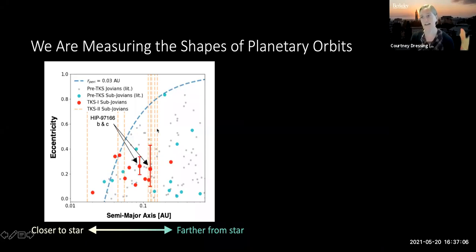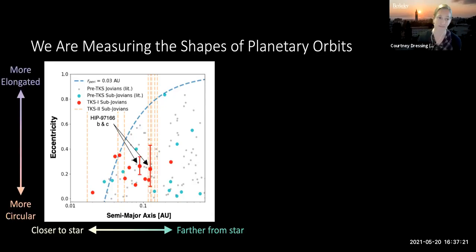So the idea here is that prior to TKS, many of the planets that have well-constrained eccentricities are Jupiter mass planets, and there aren't that many eccentricities measured for sub-Jovian planets. With TKS, we're expanding the sample of small planets that have measured eccentricities.